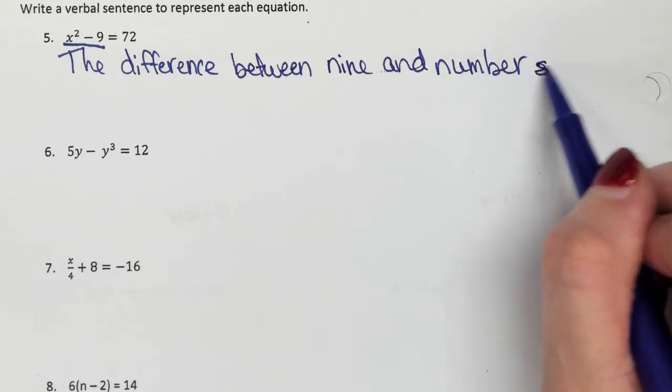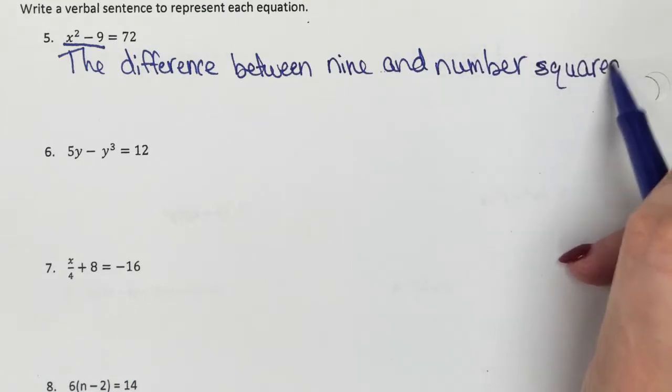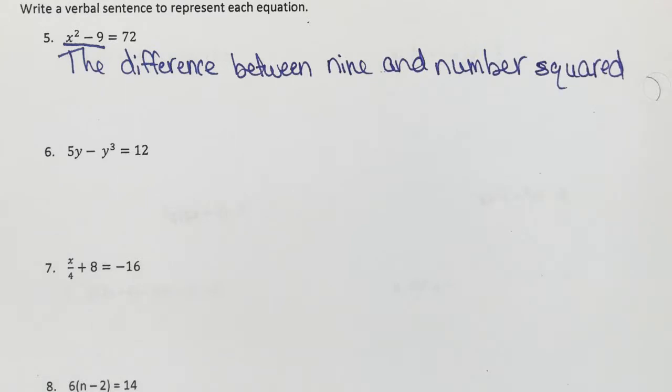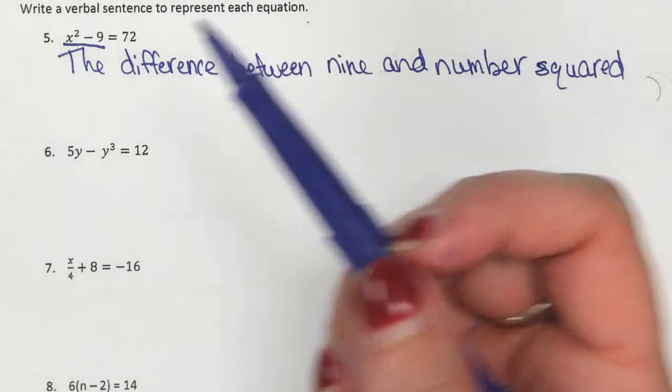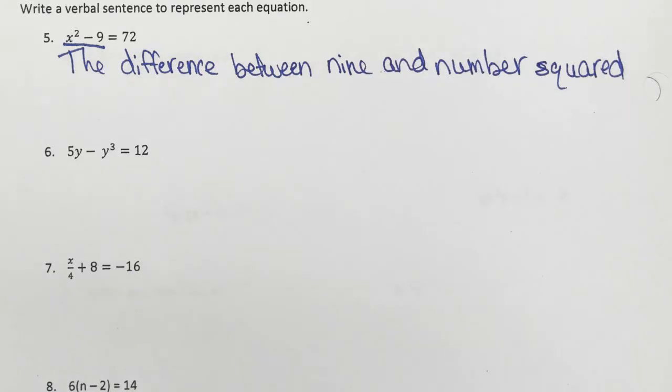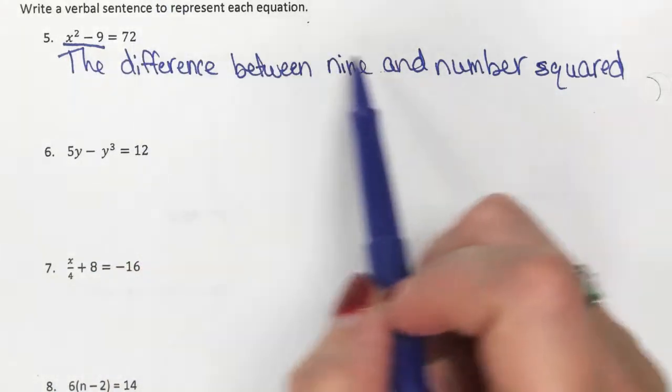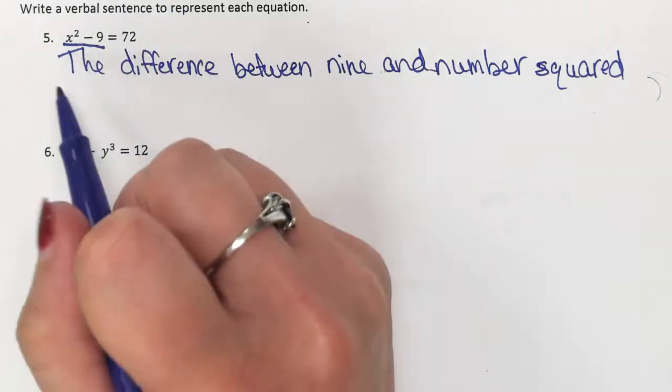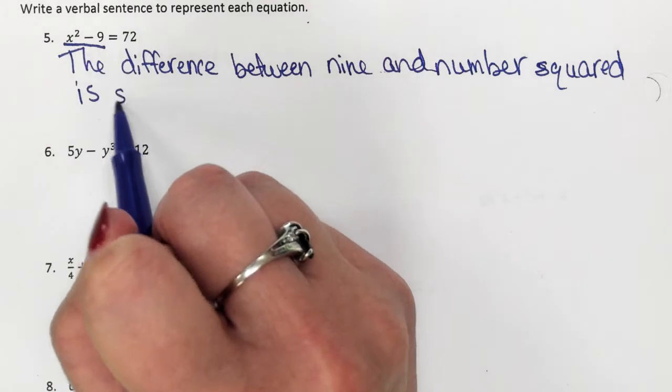And a number, hold on, I can't write it and talk at the same time. All right. There are 2 different ways that you could write equals 72. Well, I guess you could say 3 different ways. You could say is equivalent to 72. You could say equals 72. Or just is 72, right? So we're going to say the difference between 9 and a number squared. Let's do is 72 to start with.